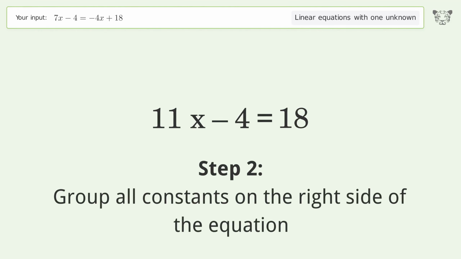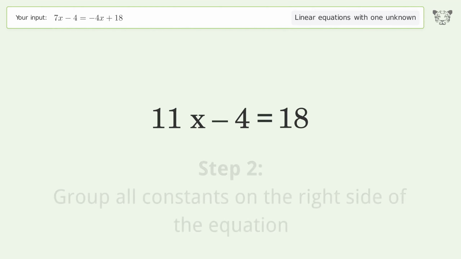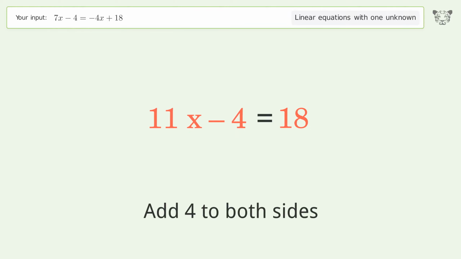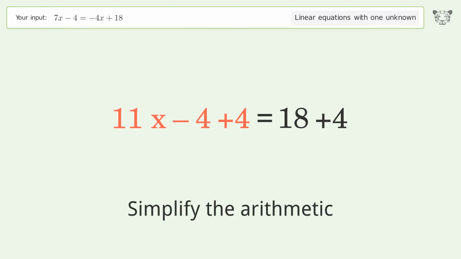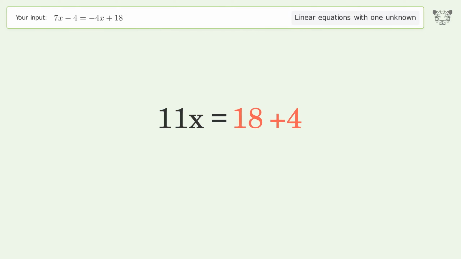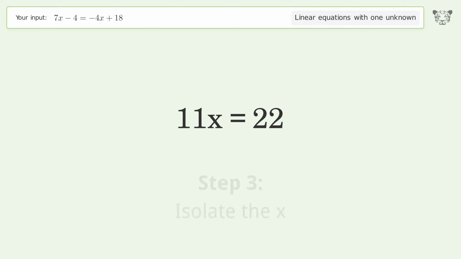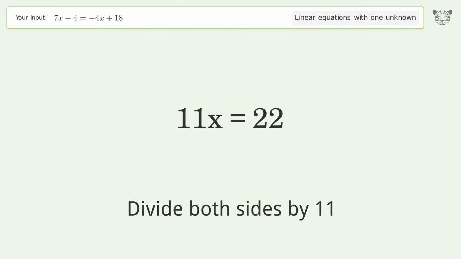Group all constants on the right side of the equation. Add 4 to both sides. Simplify the arithmetic. Isolate the x. Divide both sides by 11.